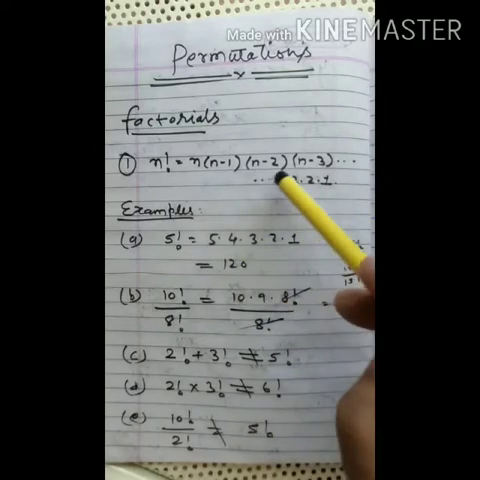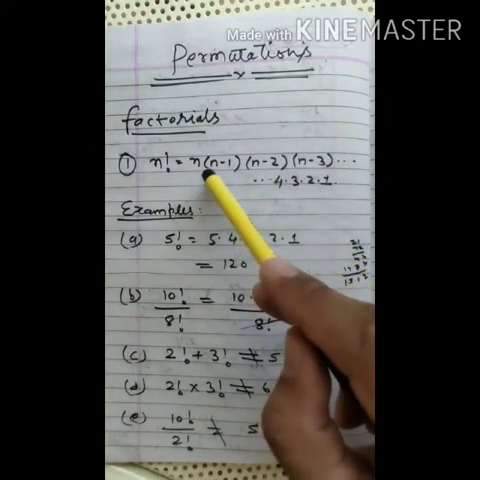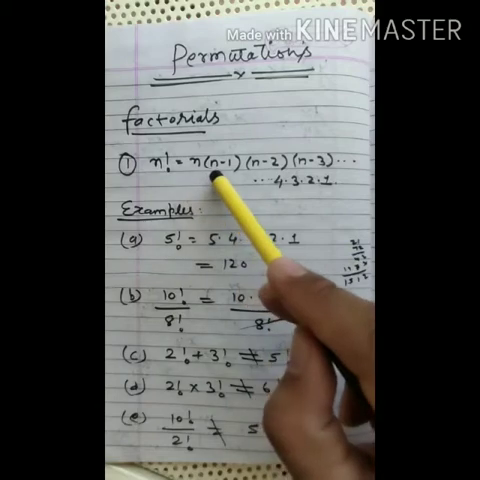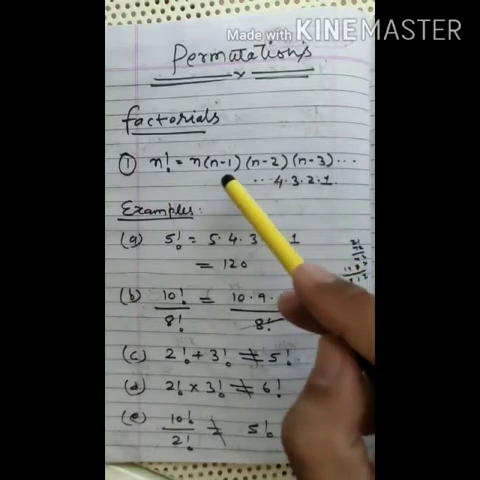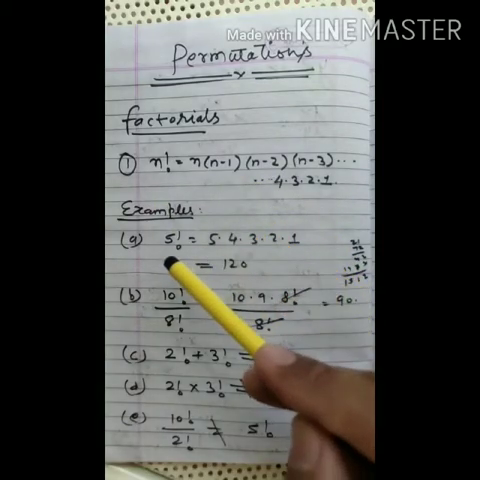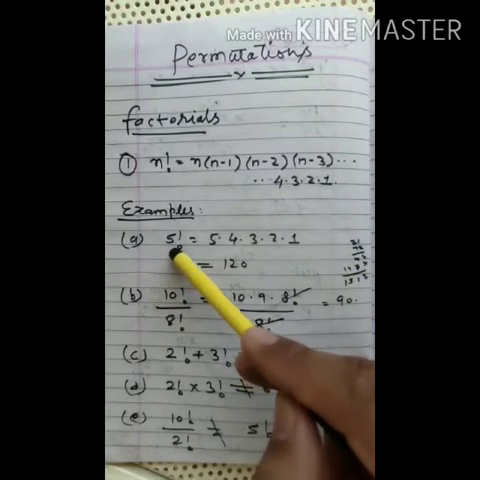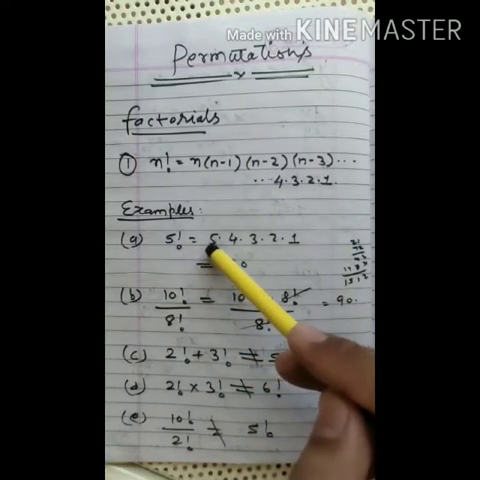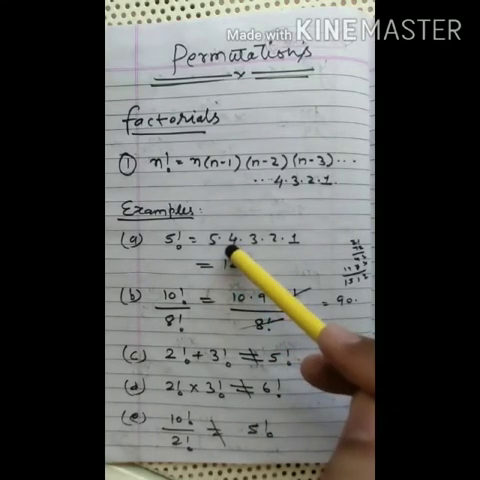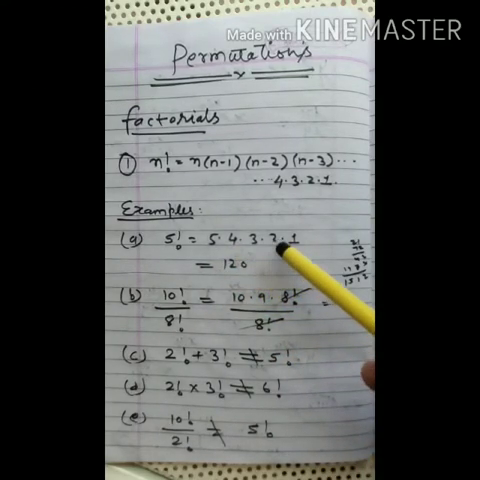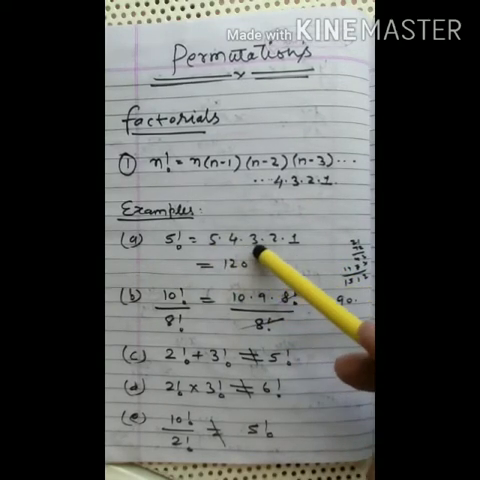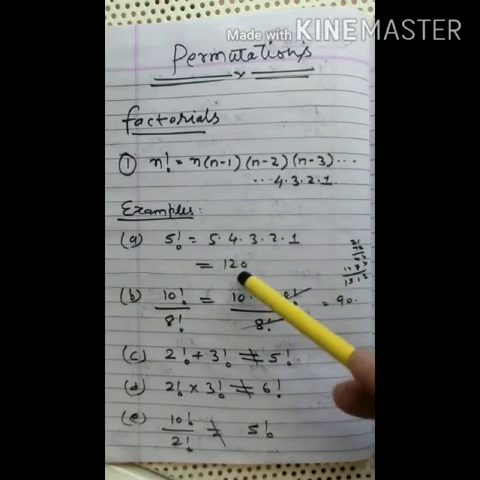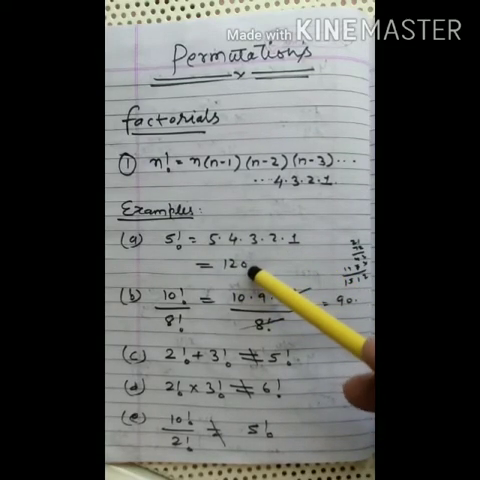These are all terms in multiplication form, and in this, what we have done is subtract 1 from the number every time. We can understand this by taking an example. For example, 5 factorial. This will be equal to 5 into 5 minus 1, that is 4, again minus 1, again minus 1, till it comes to 1. So 5 into 4 into 3 into 2 into 1 is equal to 120. So this is the value of 5 factorial.